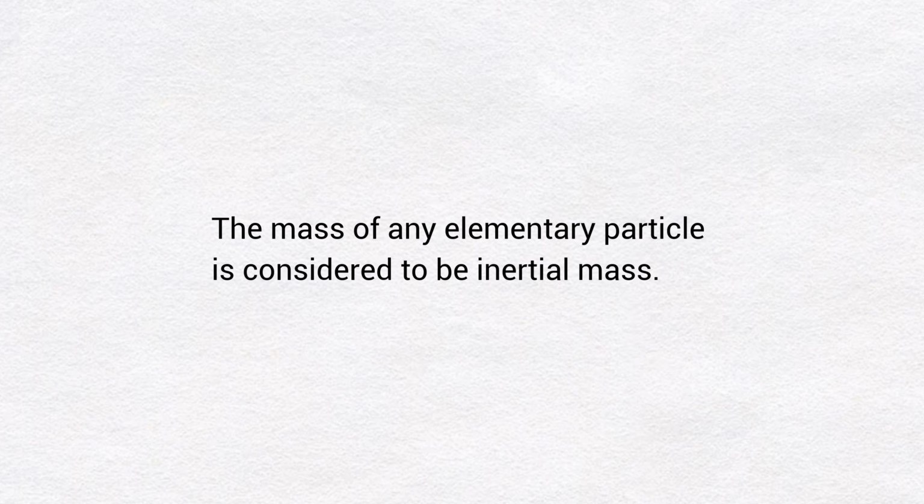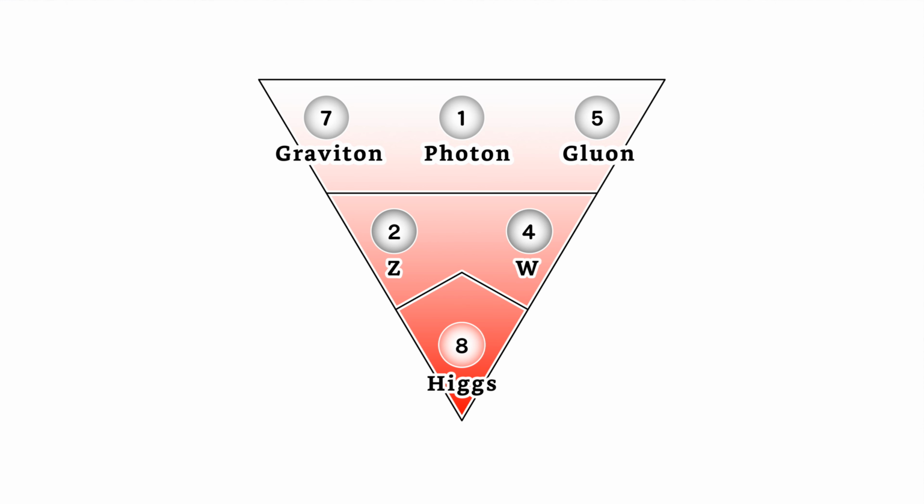The mass of any elementary particle is considered to be inertial mass. In this figure, the Higgs field is represented by red. The Higgs particle is directly produced from the Higgs field, and thus it has the heaviest mass among the 6 bosons. The Z boson and W boson interact with the Higgs field, and thus they acquire mass. These two particles, Z and W, have almost equal masses. The graviton, photon, and gluon do not interact with the Higgs field, and thus they do not have mass. As we can see, the mass hierarchy of the 6 bosons perfectly fits into the structure of the Zeptoform.